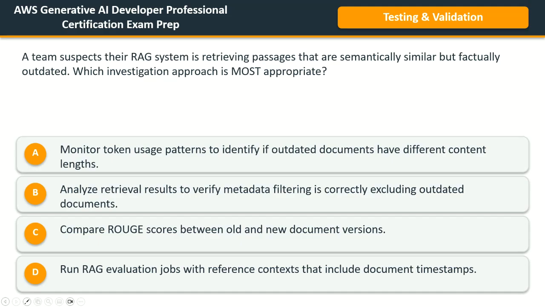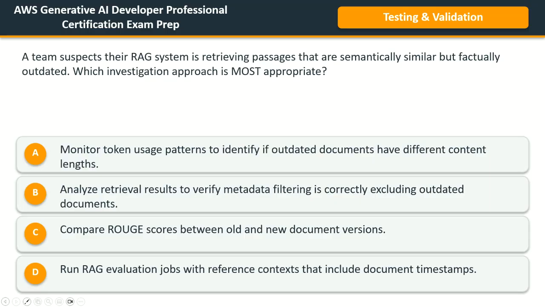A, monitor token usage patterns to identify if outdated documents have different content lengths. B, analyze retrieval results to verify metadata filtering is correctly excluding outdated documents. Option C, compare Rouge scores between old and new document versions. Option D, run RAG evaluation jobs with reference contexts that include document timestamps.